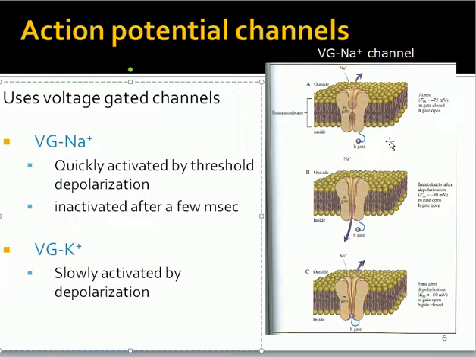Voltage-gated means a change in voltage is what causes it to open. So in the case of the action potential, a threshold depolarization, or getting to a more positive voltage on the inside of the cell, is going to activate the opening of that sodium channel. So here we have the sodium channel, it's closed, so sodium cannot get through. Then we have a depolarization, it opens up, and sodium can get through.